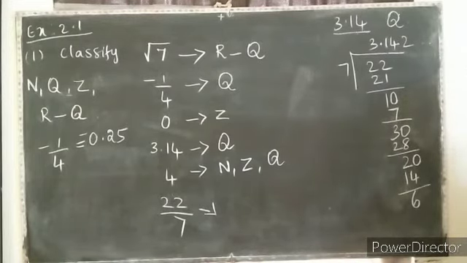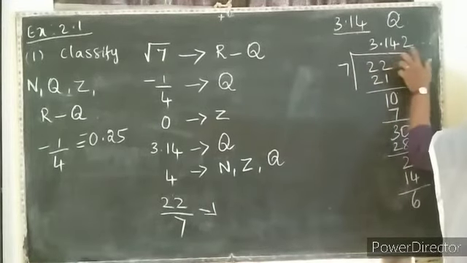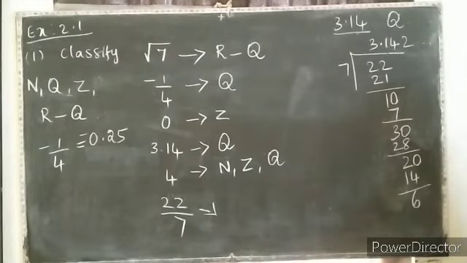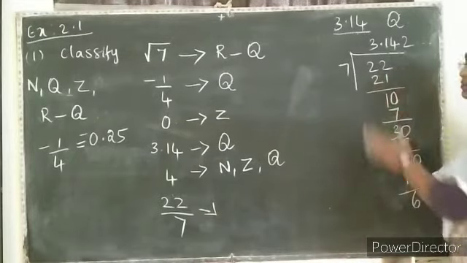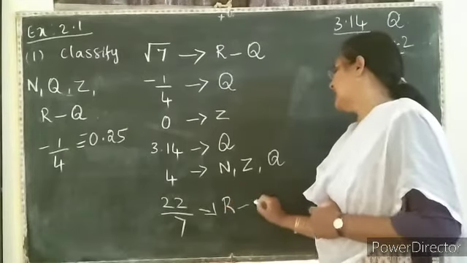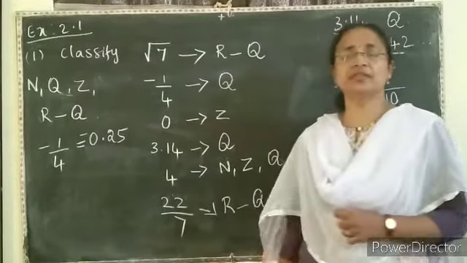Is it clear? So when you divide 22 by 7, the answer is 3.142 and it goes on without terminating and non-recurring. We won't get the same numbers repeated. So this number 22 by 7 is classified as an irrational number and it is denoted as R minus Q. Is it clear for you students?